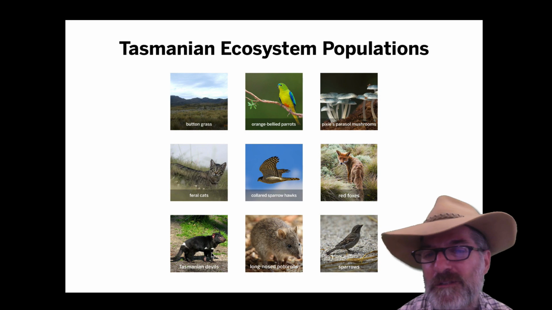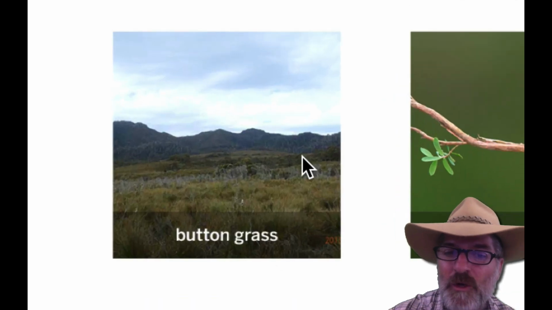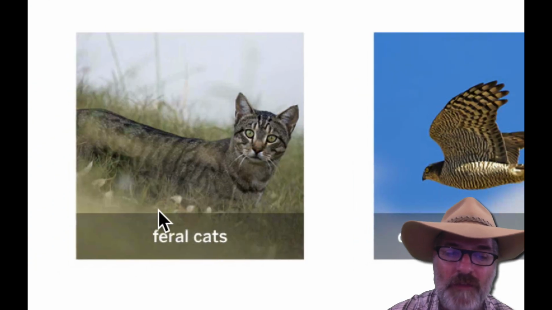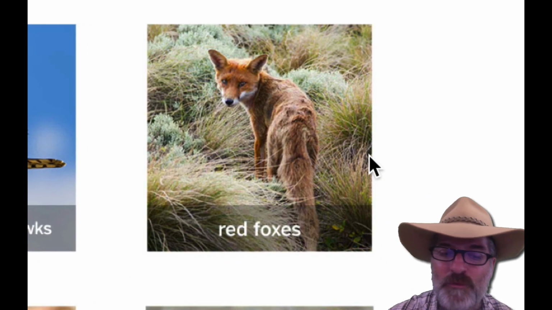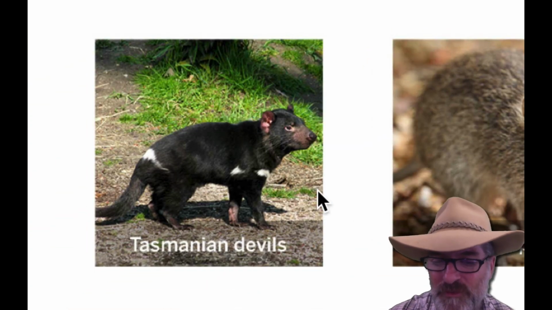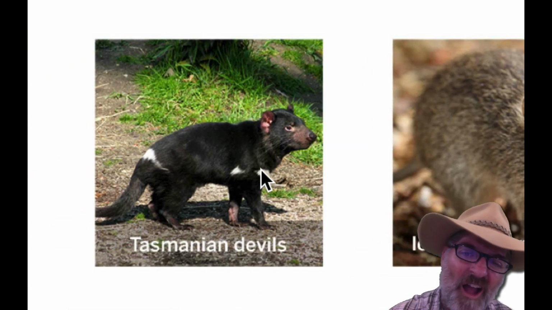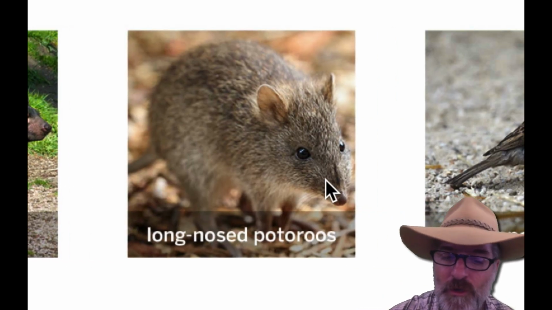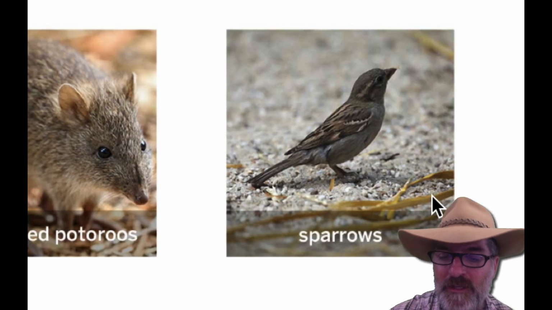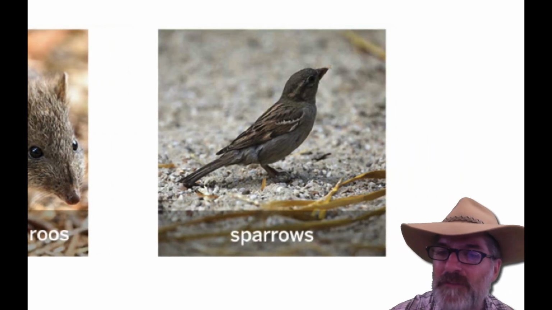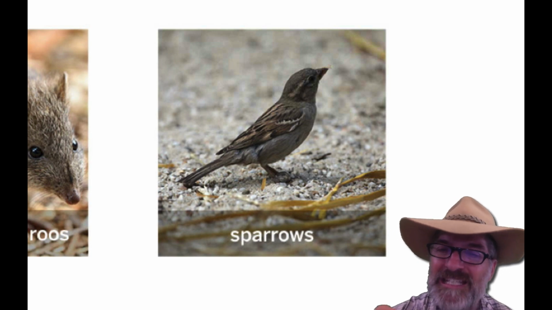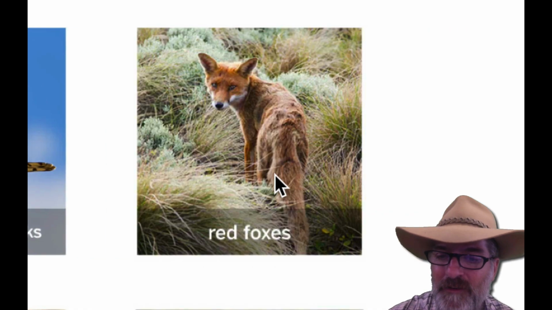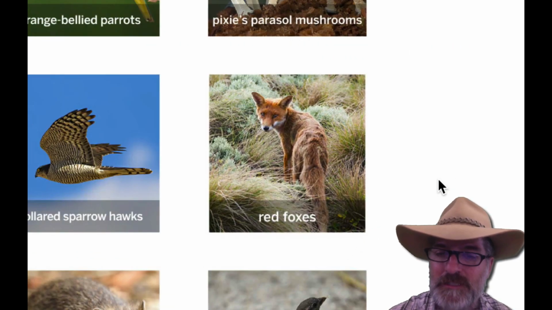So here's the Tasmania ecosystem population. You've got this button grass, orange-bellied parrots. We've got these pixie parasol mushrooms. We've got the feral cats, the sparrow hawks, the red foxes, Tasmanian devils, and Mrs. DeMeyer will be going over why they really got that name Tasmanian devils. And then the long-nosed potoroos, and then we've got the sparrows. Now, see, some of these were actually introduced by humans that are not indigenous to Tasmania. And I know one would be the feral cats, and the other would be, I believe, the red foxes here.